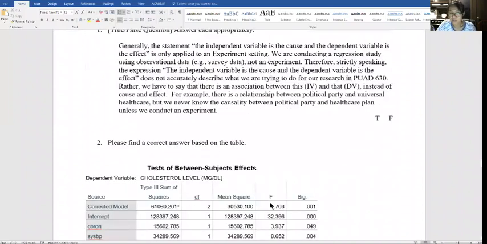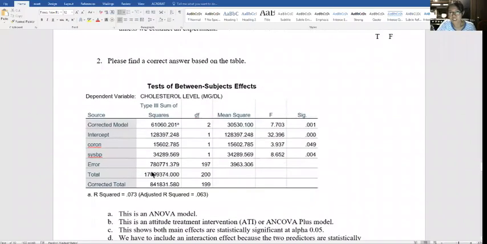Okay. Number 2, here, this is GLM menu output. This looks quite different, right? Compared to regression output. What do you call regression output?